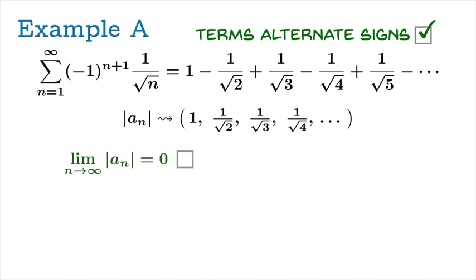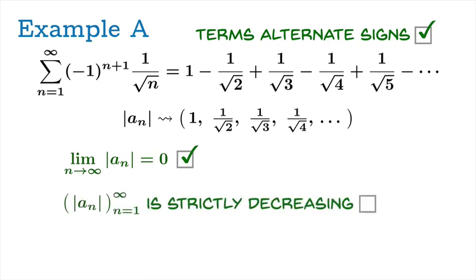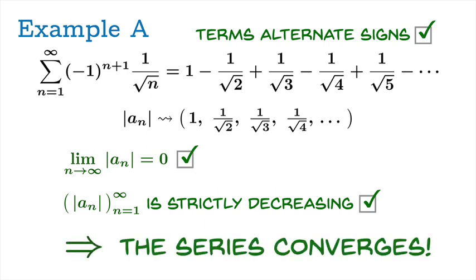And now we have to ask ourselves, is it true that the limiting value of this sequence is 0? And that's certainly the case because root n goes to infinity. So when we reciprocate that, that's definitely going to go to 0. So we're good. Is it true that this sequence of absolute value of terms is strictly decreasing? That's also true because root n is strictly increasing and you reciprocate that and it's strictly decreasing. So the alternating series test tells us this series definitely converges.